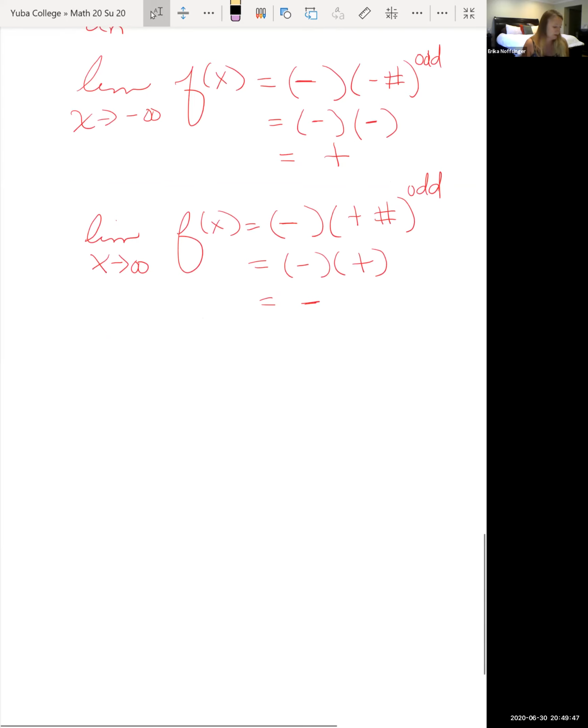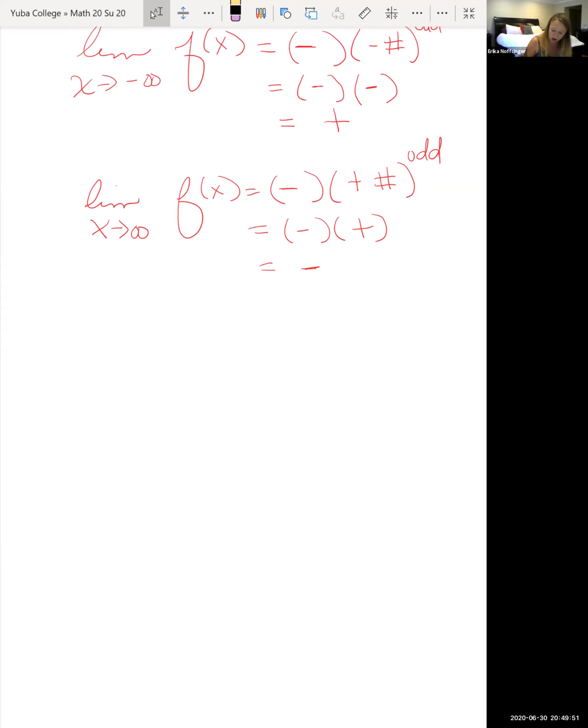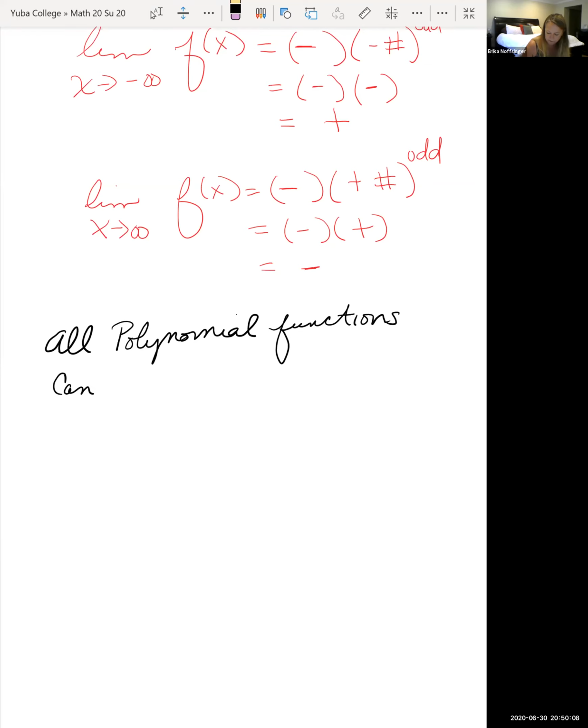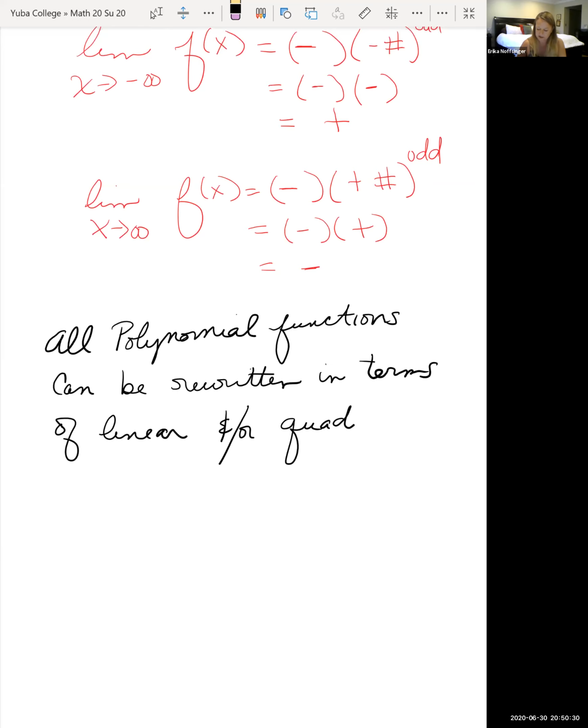Another thing that's true about polynomials: all polynomial functions can be rewritten in terms of linear and or irreducible quadratic factors.